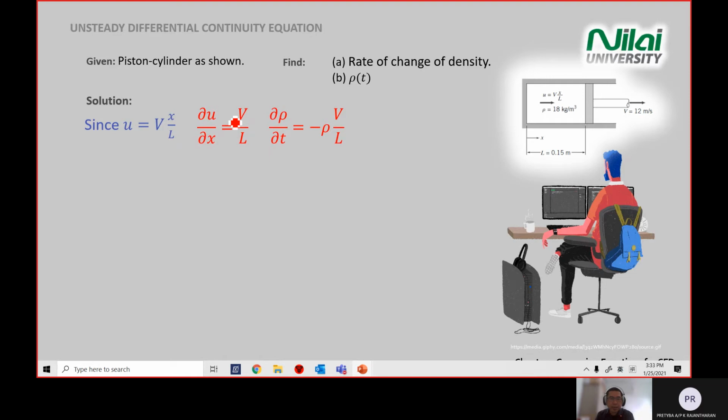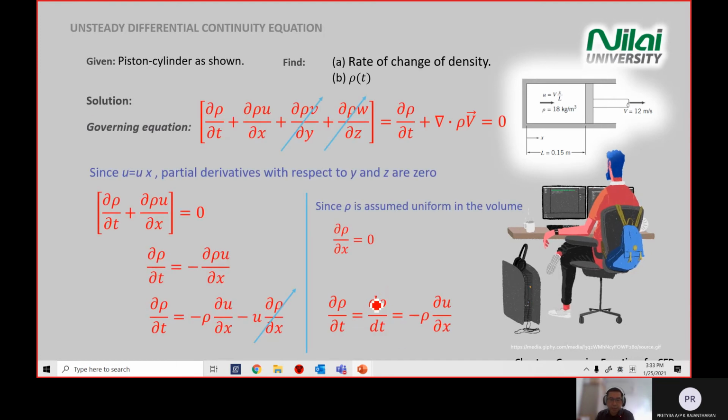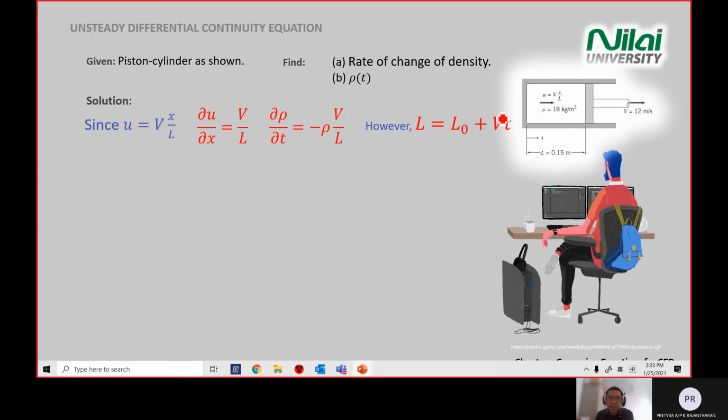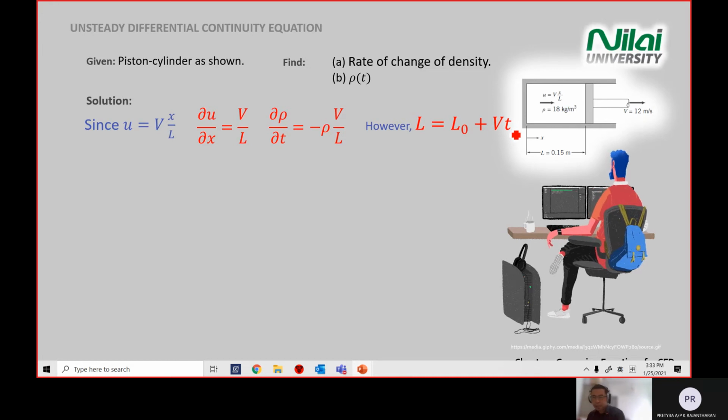And then del rho over del t, the equation you have here, del rho over del t equal to negative rho del u over del x. Then you use the u equation to replace this one. So at the end, you will have del rho over del t equal to minus rho V over L. However, your L equals L0 plus Vt.